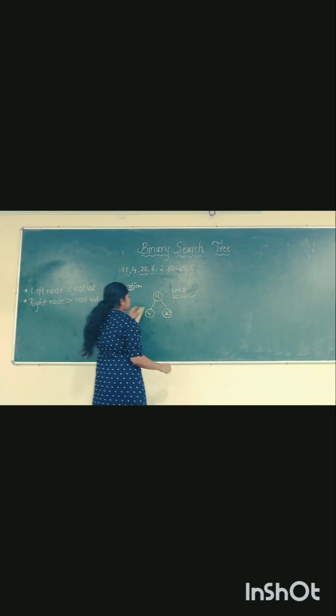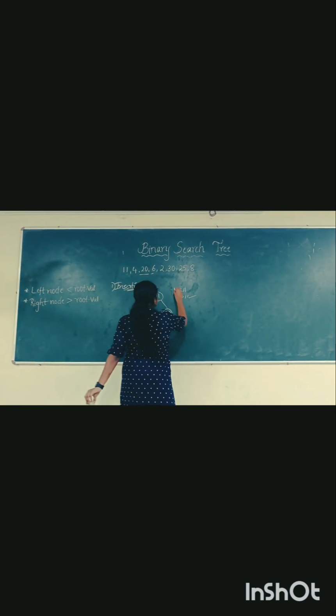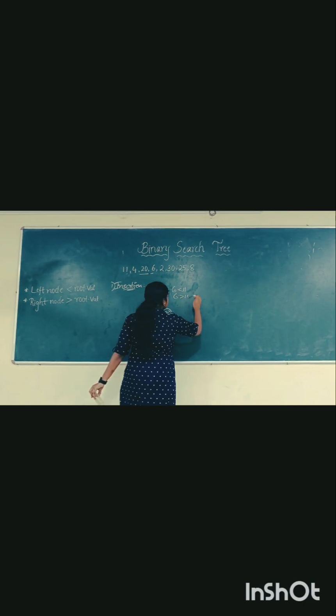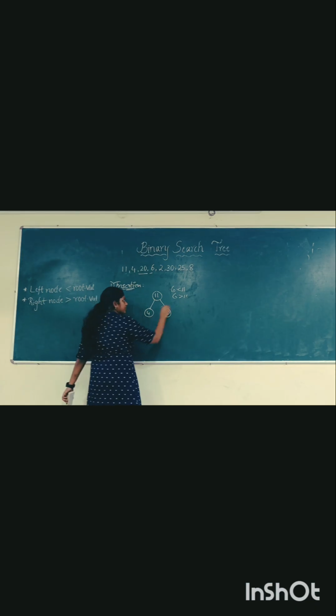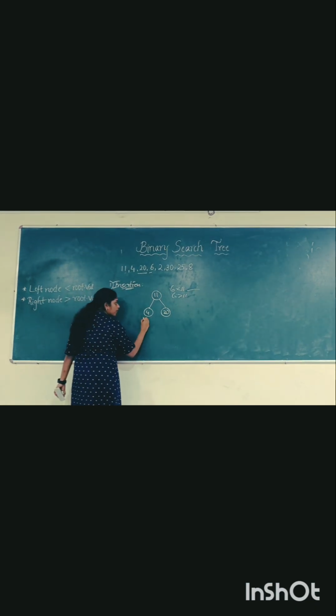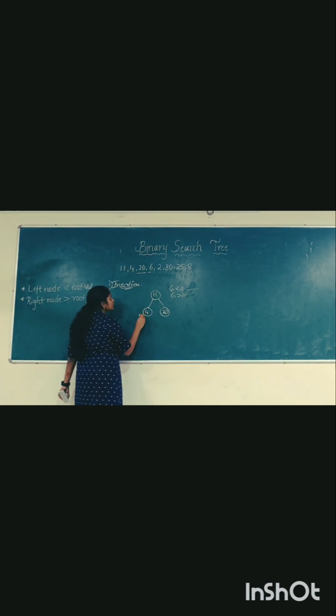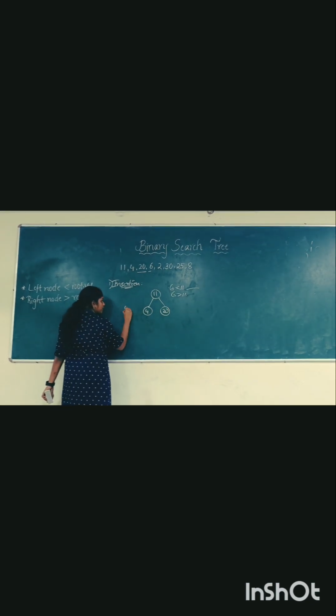Fourth element is 6. Like this we want to check here. We know that 6 is less than 11. So we should insert at the left side of the 11. But here an element already exists. So we want to compare 6 with this existing element. So 6 is compared with 4.